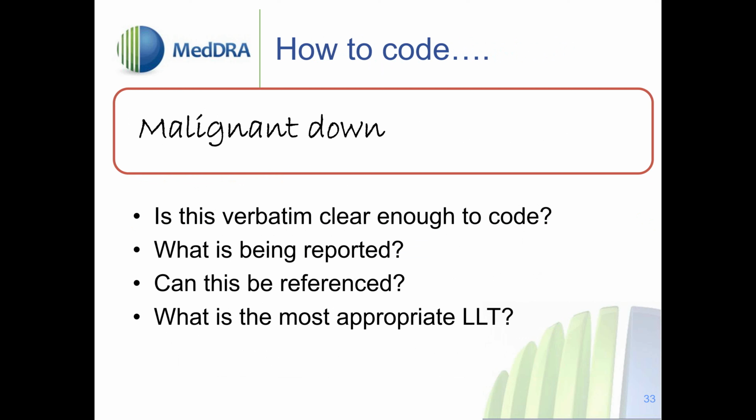Now, the third example I'm going to do in this block is something that was reported as malignant down. So again, you look at this and I had to do a double take here and see what exactly does this mean. Is it clear enough? What's being reported? Can we reference it? And if we can, what's the best LLT?